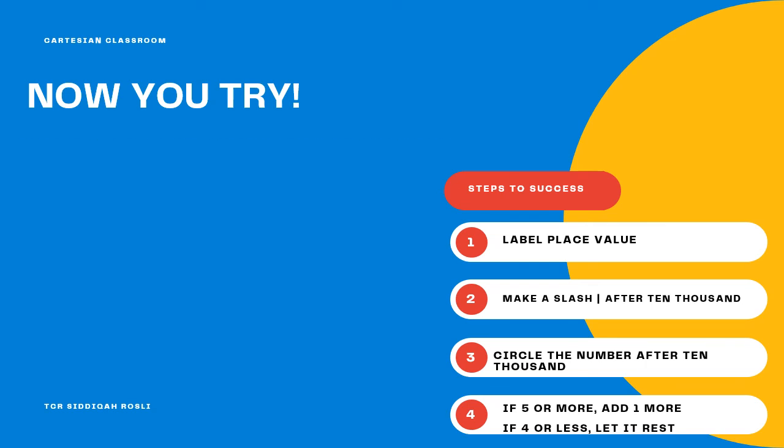Now it's time for you to try. Take a piece of paper and a pencil or a pen, it doesn't really matter. And then try this, round off 42,980, and this time to the nearest 10,000. Follow the S to S on the side and do this slowly one by one.